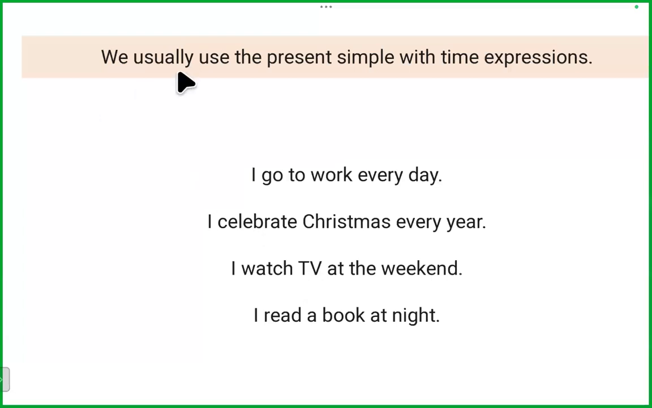It says we usually use the present simple tense with these time expressions. I'm going to ask again for your participation, so please give me a minute. Okay, so let's see it. Elena Briones, could you please read this for me?